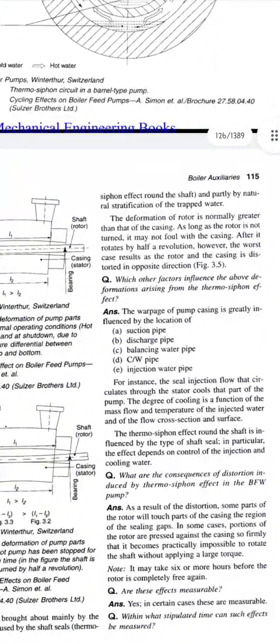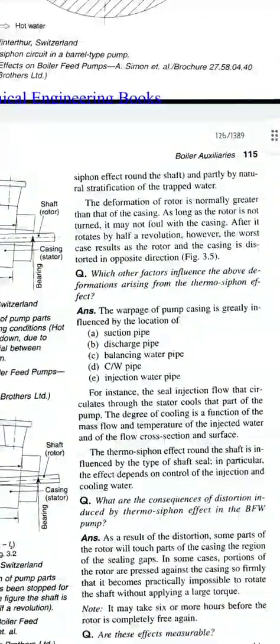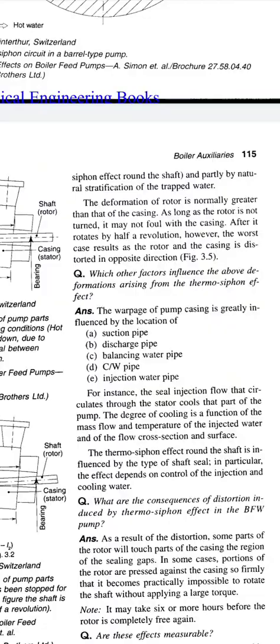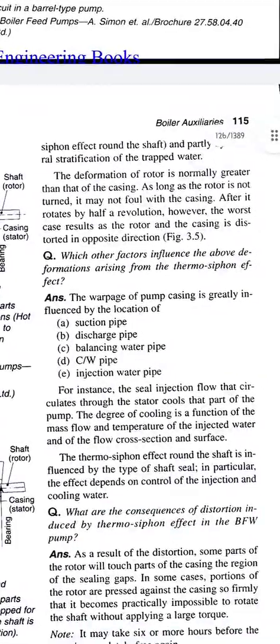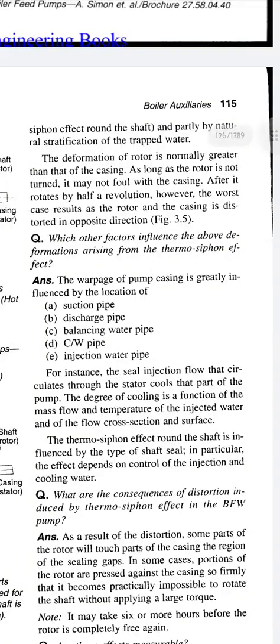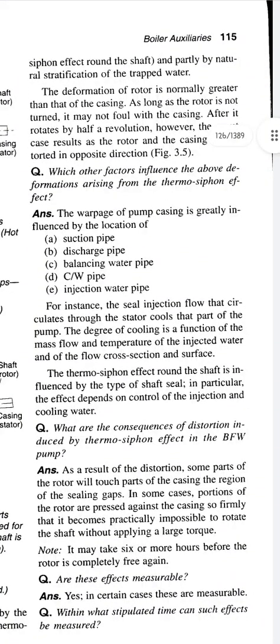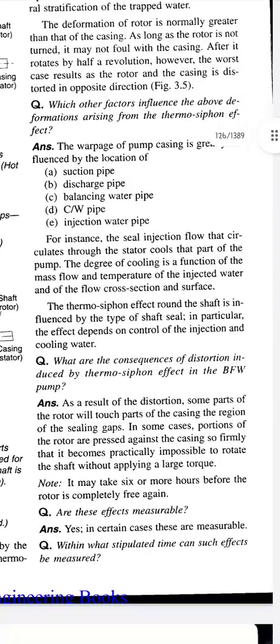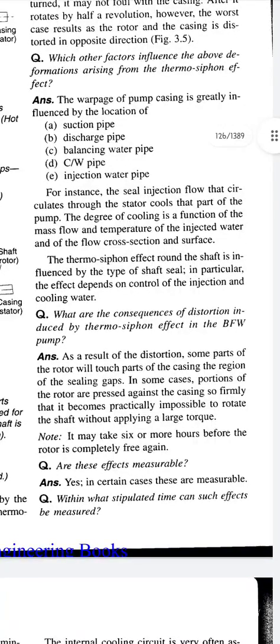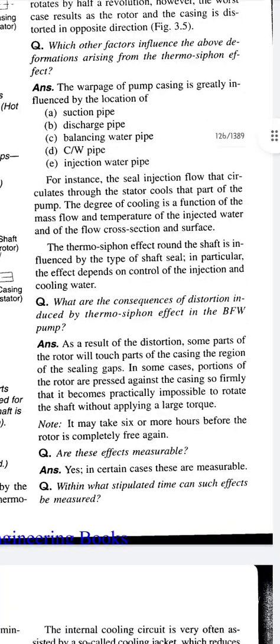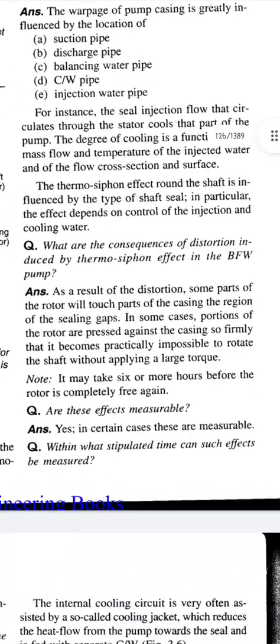I am reading the first question. Which other factors influence the above deformation arising from the thermosiphon effect? Answer: the warpage of the pump casing is greatly influenced by the location of the suction pipe, discharge pipe, balancing water pipe, cooling water pipe, and injection water pipe. So these are the questions we already saw in the previous video.